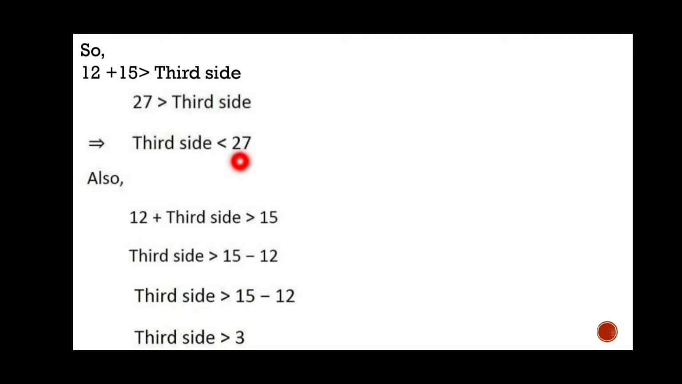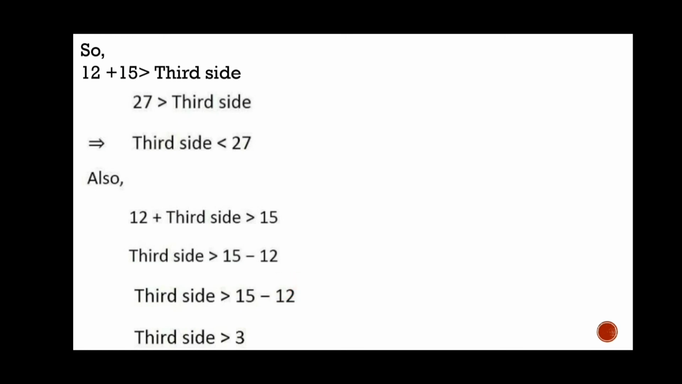Just now we have done this in question number 5. Also, we will take 12 plus third side. Now we will change the pair. 12 plus third side is greater than 15. So the 12 will come to this side and it will become minus, so 15 minus 12. And the third side will be greater than 3.